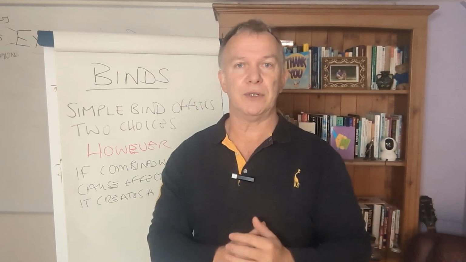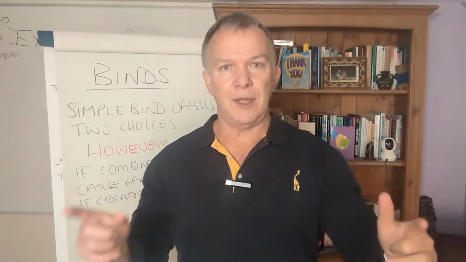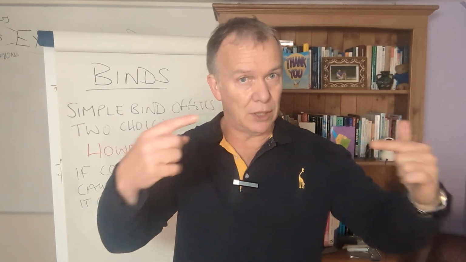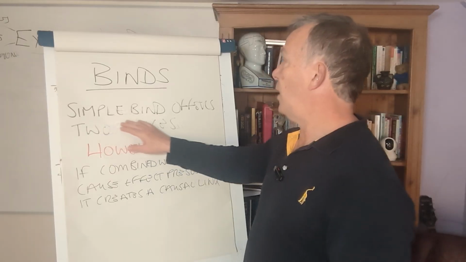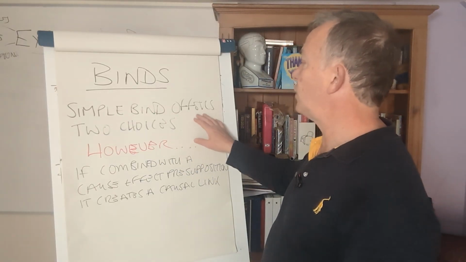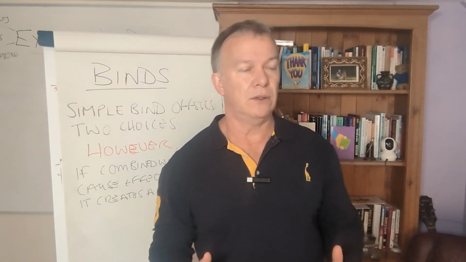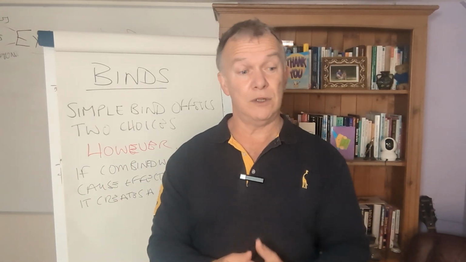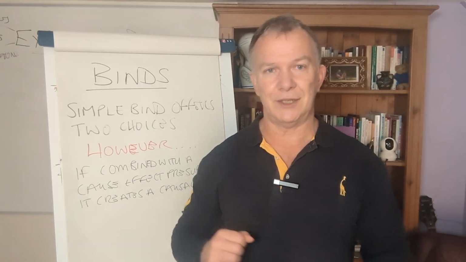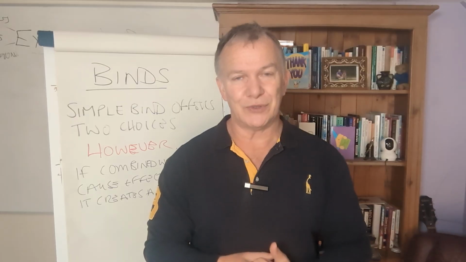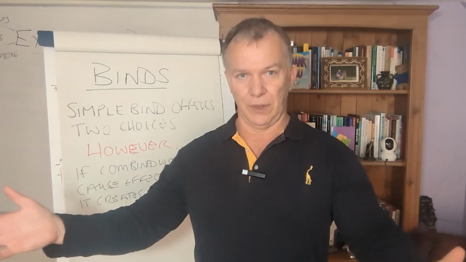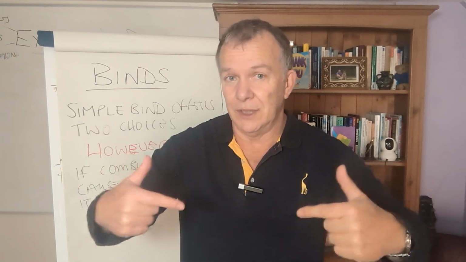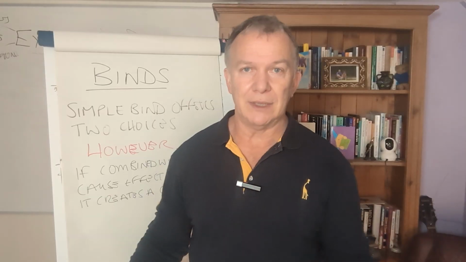We're giving someone two options. Either way, whichever one they pick, the internal representation is still the one we want them to go down. So we're giving them an illusion of choice. A simple bind just offers two choices. So in hypnosis terms, if you've got a client coming into you, you might say, do you want to go into hypnosis in that chair or in that chair? Either way, they're going into hypnosis, right? So you're giving them the illusion of choice. Which chair do they want to go into hypnosis with? But the reality is the internal representation is they're still going into hypnosis.